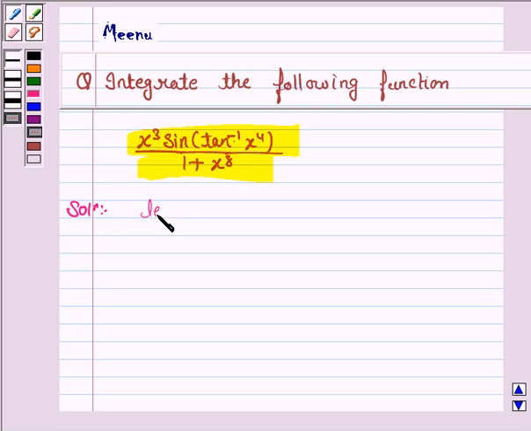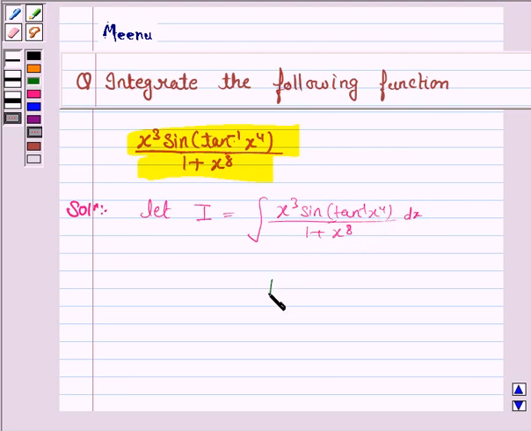And let I be the integral x cube into sine tan inverse x to the power 4 upon 1 plus x to the power 8 dx. Here we see that the derivative of tan inverse x to the power 4 is 1 upon 1 plus x to the power 8 into derivative of x to the power 4, which is 4x cube.